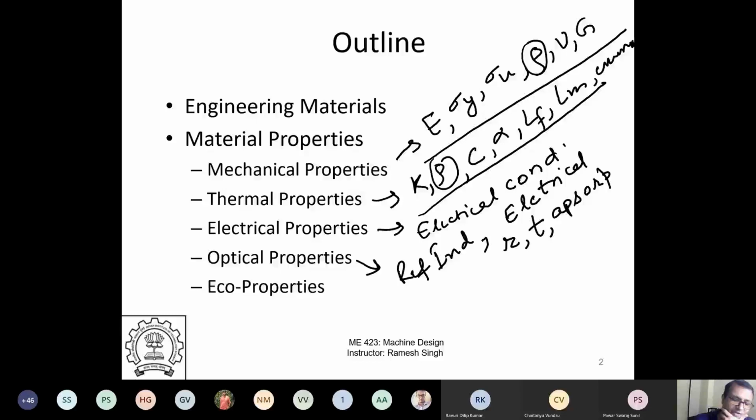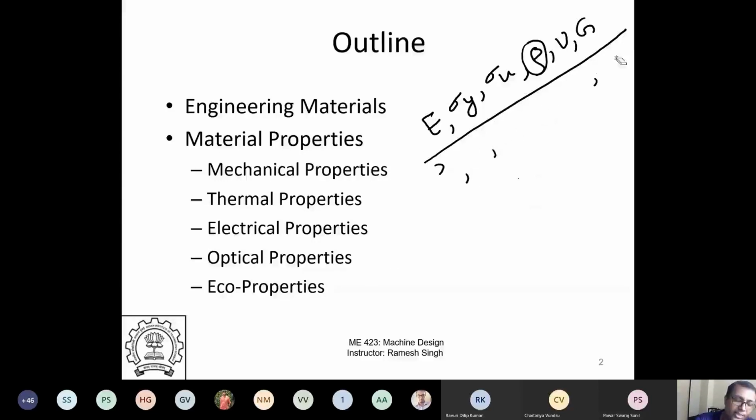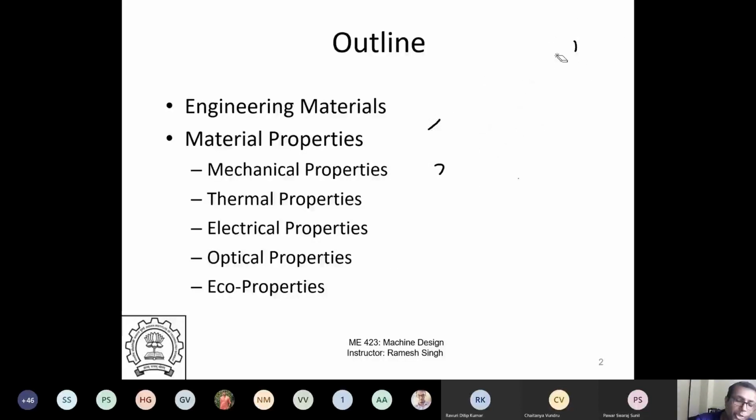And of late, one of the most important things these days is eco properties. If you don't know what ecological properties are, one can be biodegradability. You have to be able to degrade the material, because you cannot use something that is not environmentally friendly. So you have to choose materials which are biodegradable. Biodegradability is also one of the material properties these days.